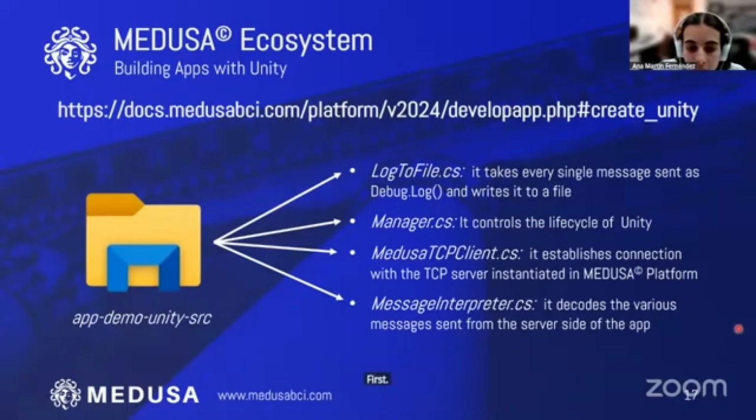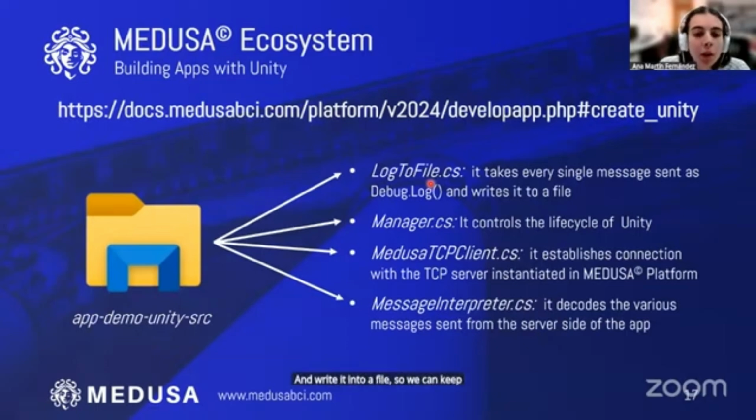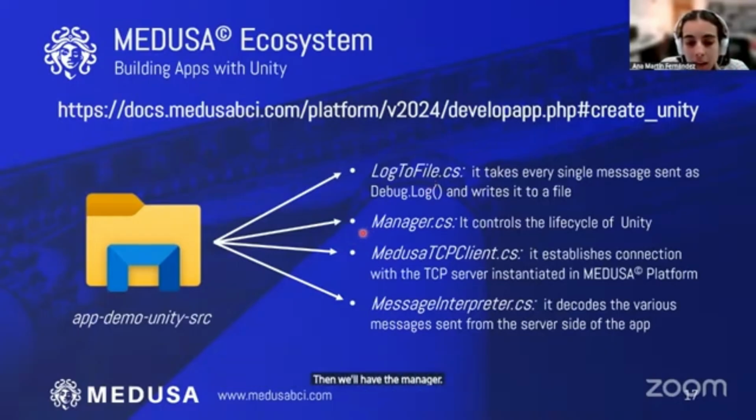First, we have the log2 file. This script defines a class whose job is to capture every message that is sent through the debug log and write it into a file so we can keep a record of all the debugging and runtime messages. Then we have the manager, which controls the life cycle of the Unity app.